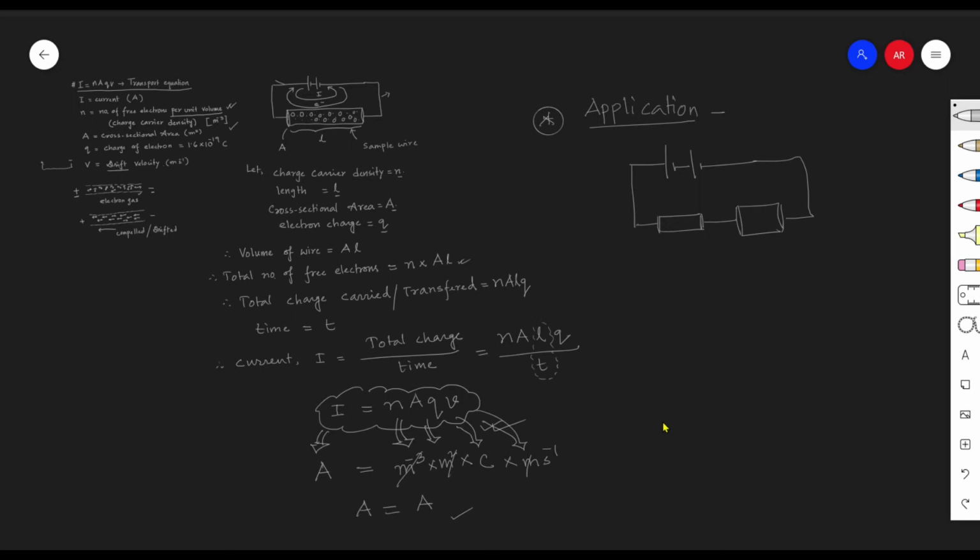And you see, ultimately we got the equation to be I equals NAQV. So the equation is independent of the length of the conductor. This equation we have seen is independent of the length of the conductor. So it doesn't matter whether the conductor is longer or shorter. This equation does not depend on the length. It depends on the cross-sectional area.